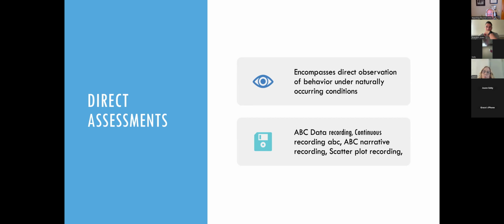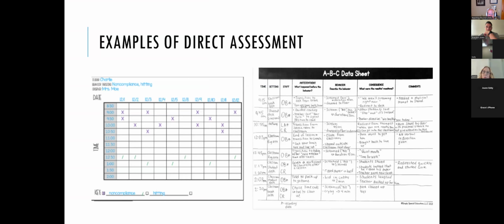Okay. So here's some examples of direct assessments when the clinician is doing it themselves. We have what looks like an interval recording for non-compliance and hitting, so it must be partial interval recording. And then we have an ABC data sheet here with the antecedent, behavior, and consequences. And guys, the ABC data sheet is a great sheet to use ongoingly.